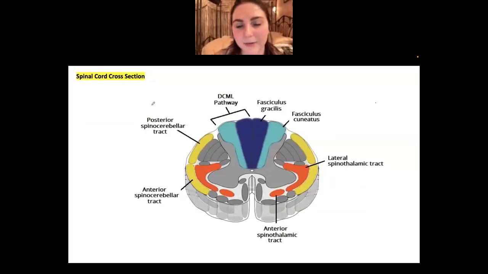Yeah, I'm not going to. So this, you'll eventually have to know this. We're not going to do it today. It's just all the different parts of the spinal cord.